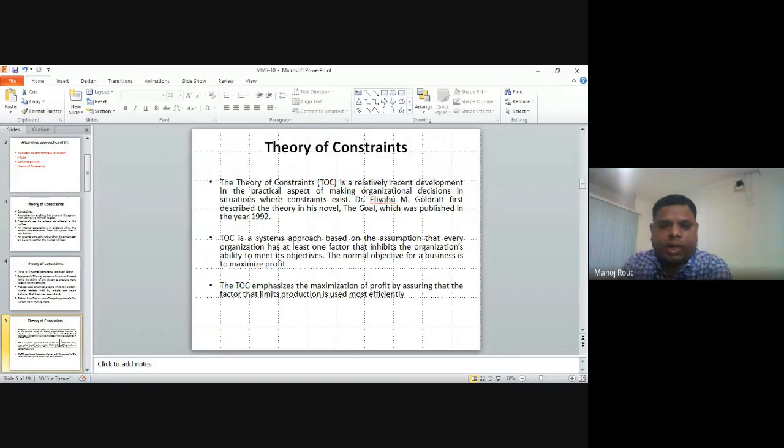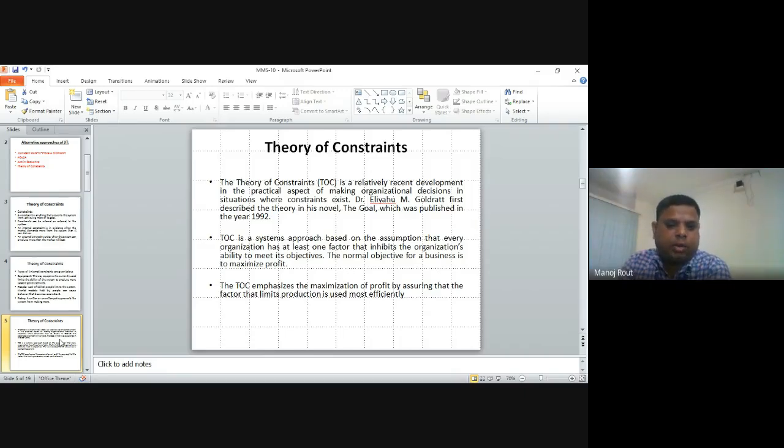The topic is the theory of constraints. As far as the theory of constraints is concerned, it was introduced by an Israeli physicist, Eliyahu Goldratt, in 1992. The theory of constraints is a relatively recent development in the practical aspect of making organizational decisions in situations where constraints exist. He wrote a particular book, and his book is named The Goal.